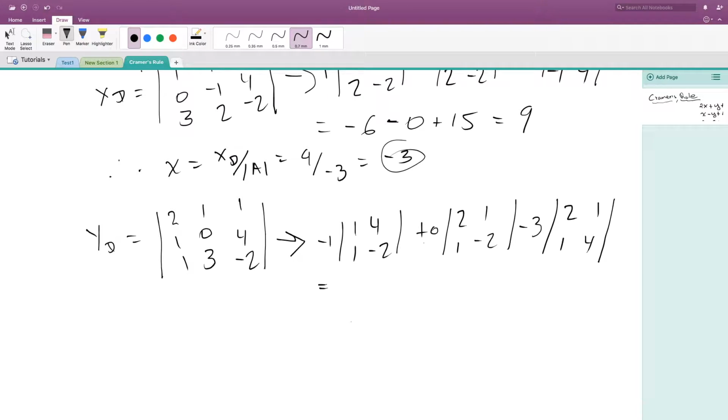Again, if we do this, we get -2 take away 4, which is -6. There's a minus here, so it will just become 6. Here I have a 0, that is just going to become 0. What about here? Here I have 8 take away 1, 7, multiply that by -3, -21. All that becomes -18.